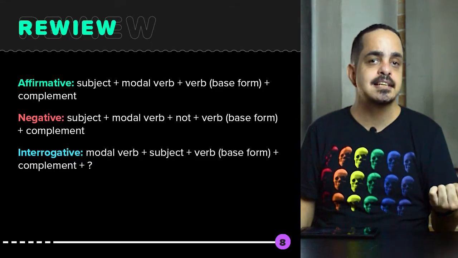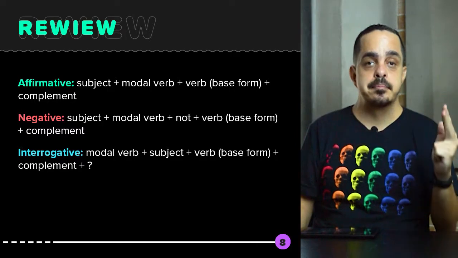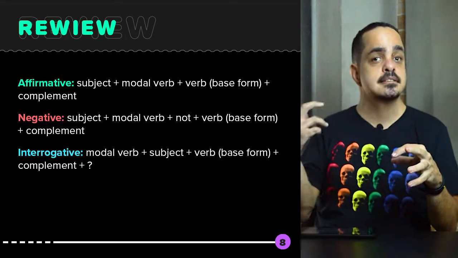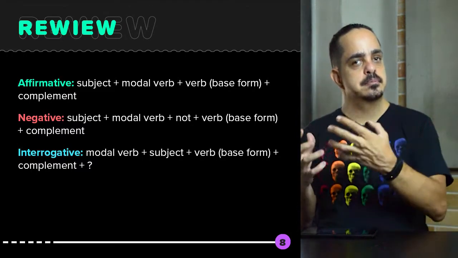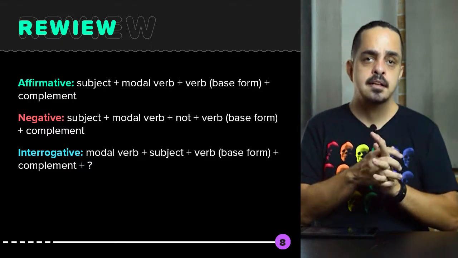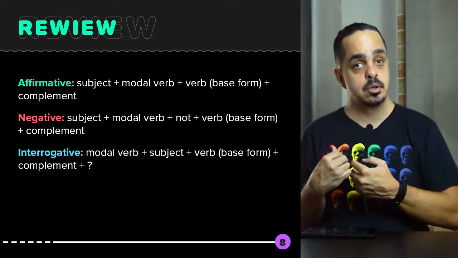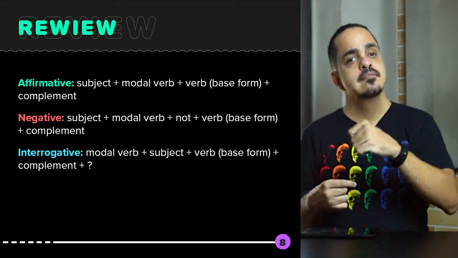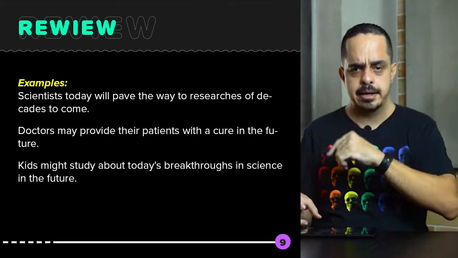For affirmative sentences, I will have subject, the modal verb, the main verb in base form, and a complement. For negative sentences, subject, the modal verb plus not, the main verb in base form, and a complement. And for interrogative sentences, we start with the modal verb plus subject, main verb in base form, and a complement. Alright? Some examples with will, may, and might.